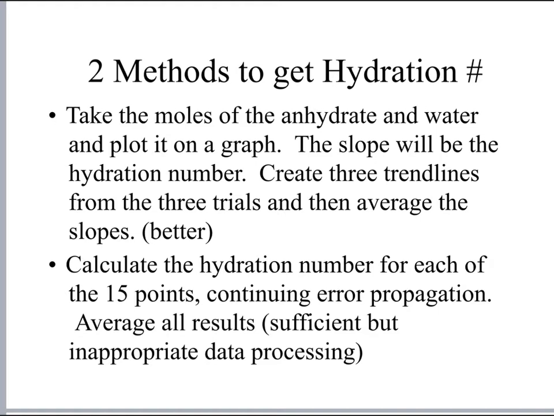If they did not figure out that that's what they should graph, it is possible that they calculated hydration numbers by averaging. In order for that to be sufficient, they would need 15 hydration numbers to then average, which is still not appropriate data processing, but it is at least sufficient data processing. If they averaged really early, maybe for example finding an average mass or an average moles, and then only graphing that, or only looking at 5 hydration numbers or 3 hydration numbers, that would be insufficient data processing, which is a much bigger problem.